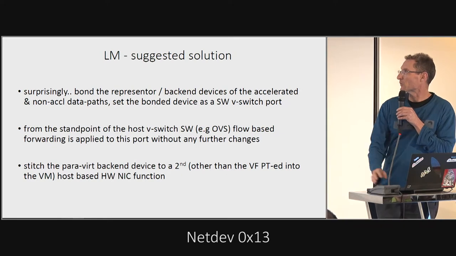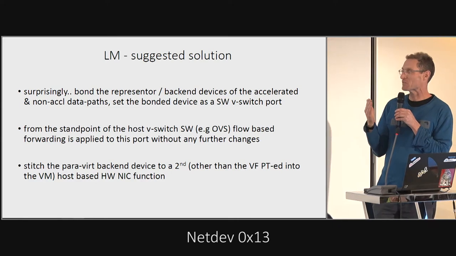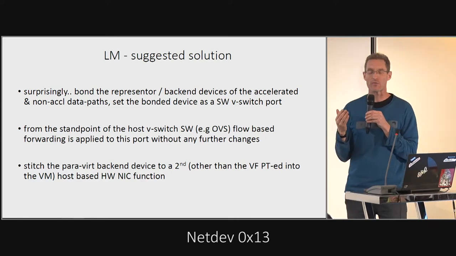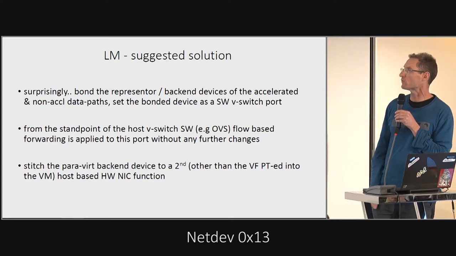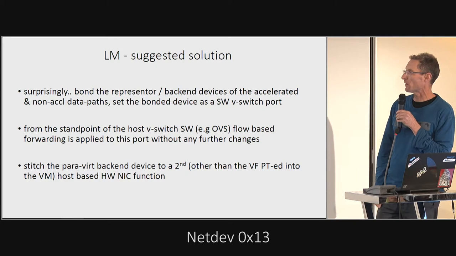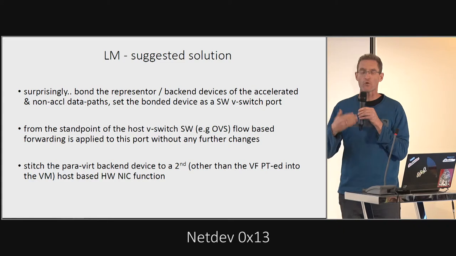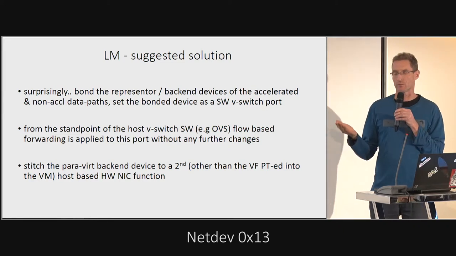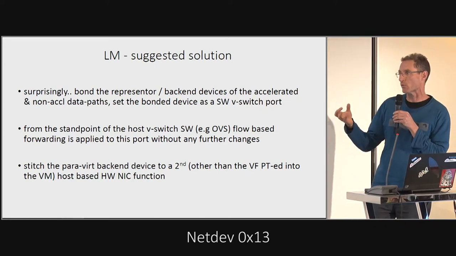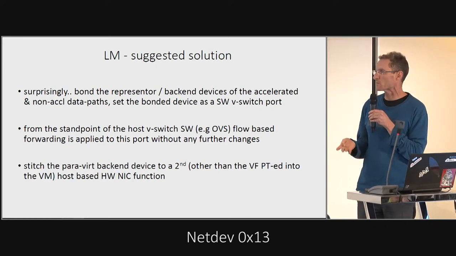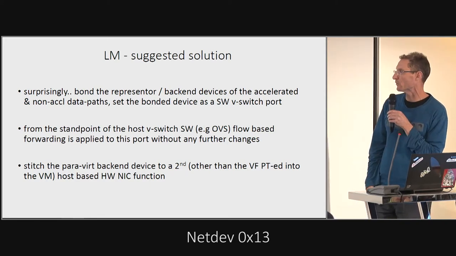Okay, so what is the suggested solution? Surprisingly, we suggest to bond the representors on the hypervisor and stick this bonded port into the vSwitch. Once we do that, from the standpoint of the vSwitch software, for example OVS, the flow-based forwarding is applied over this port. They see one port that represents the VM, they see packets coming and going from this port, so they treat this port as the port that represents the VM and apply their datapath rules with respect to this port, okay?